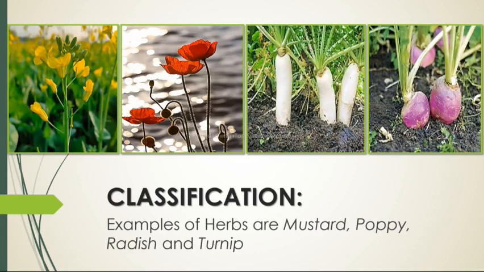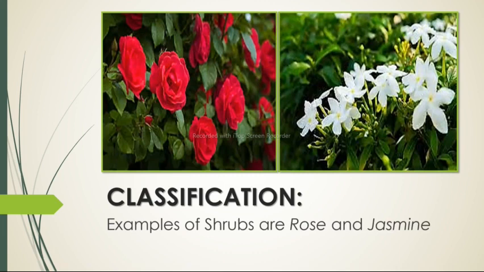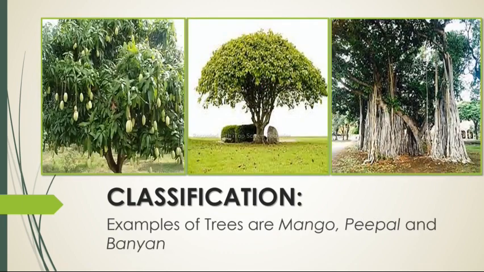Classification also includes the examples of the herbs, which are mustard, poppy, radish, and turnip, as shown in the figure. Classification also includes the examples of the herbs, which also include the mint and ginger, as shown in the figure. Classification includes the examples of the shrubs, which are rose and jasmine, as shown in the figure. Classification includes the examples of trees, which are mango, pepper, and banyan, as shown in the figure.